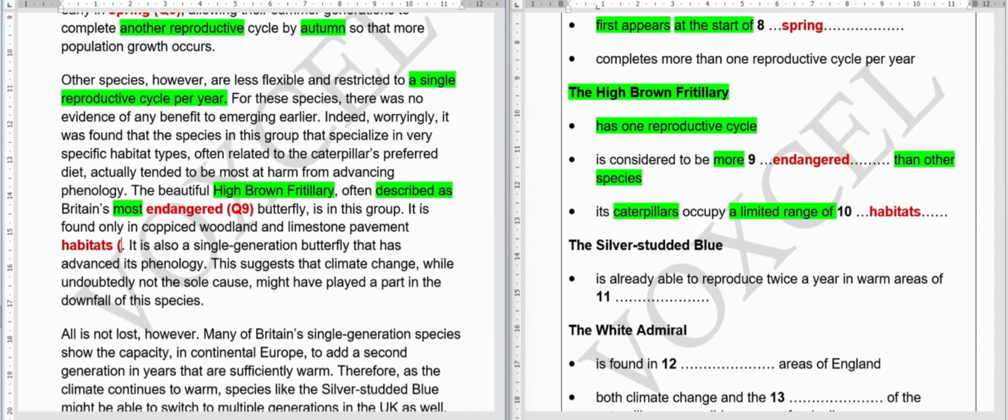Let me write the question number here, then I will tell you why this is our answer. So here they are saying caterpillars occupy a limited range of. So yeah, here they are saying it is found only in. If something is found only in, that simply implies it is found only in these areas, not a lot of areas, meaning these certain areas have these kind of caterpillars, these kind of butterflies, but not a lot of areas.